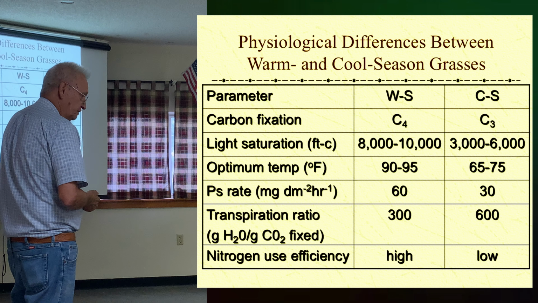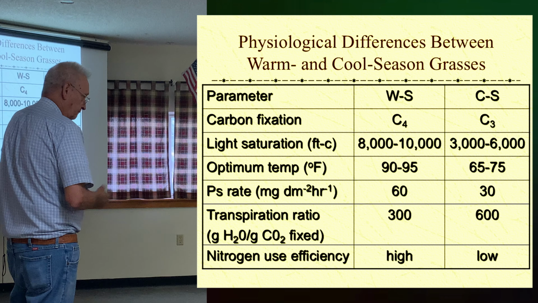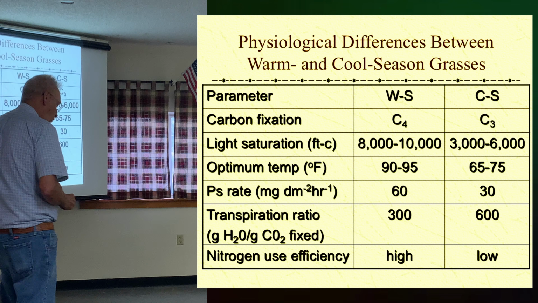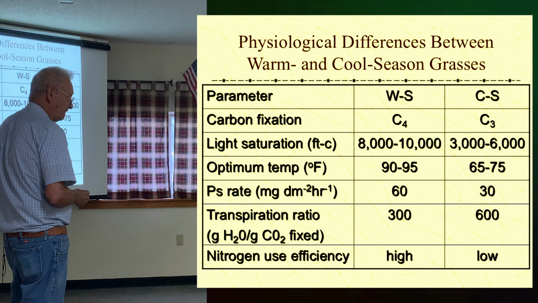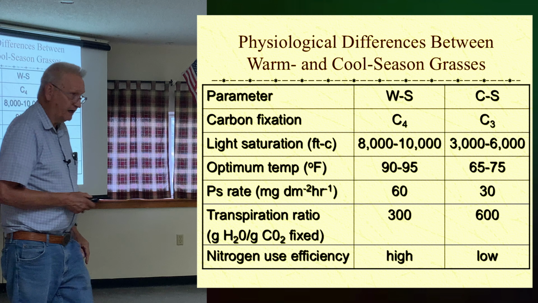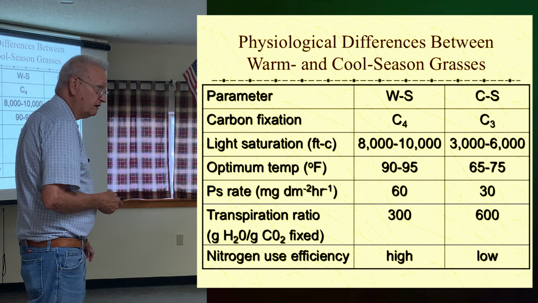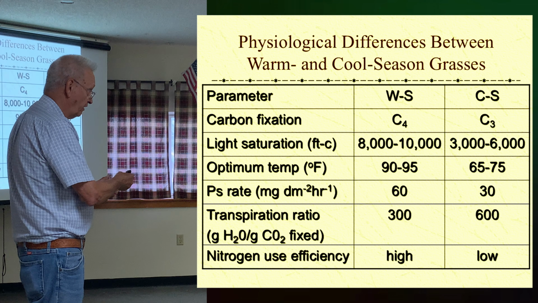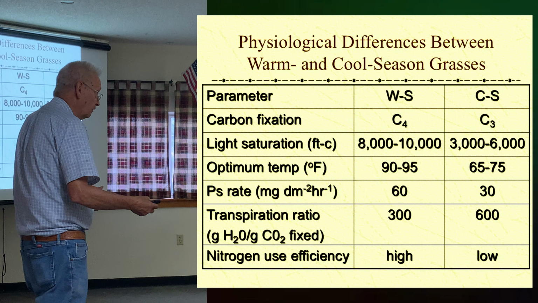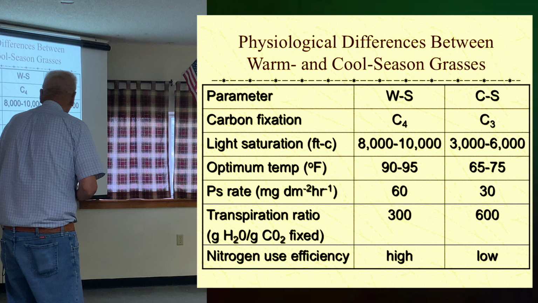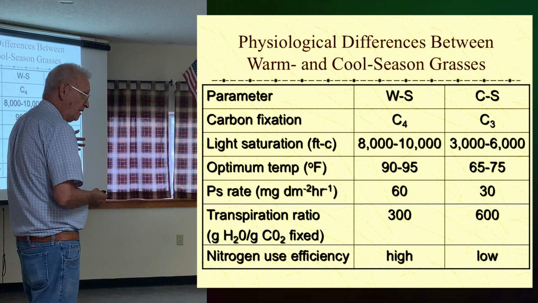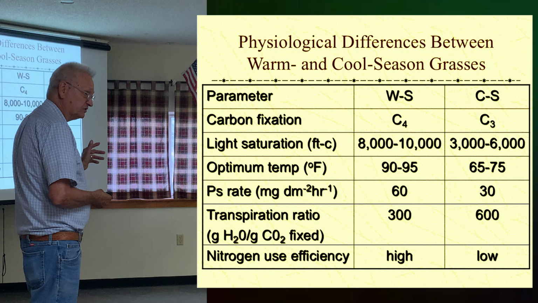Again, why C3 and C4? I'm sorry, that has to do with the number of carbon atoms. We point that out. Why cool and warm season? That goes to optimum temperatures. So the warm seasons, like what we have here in the late summer still, 90, 95 degrees, they'll do just fine. Cool seasons are produced primarily in the spring or early summer, and maybe again in the fall, when temperatures are lower. So those are the differences there. Photosynthetic rates: on average, C4 plants have about twice the photosynthetic rate that C3 plants do.